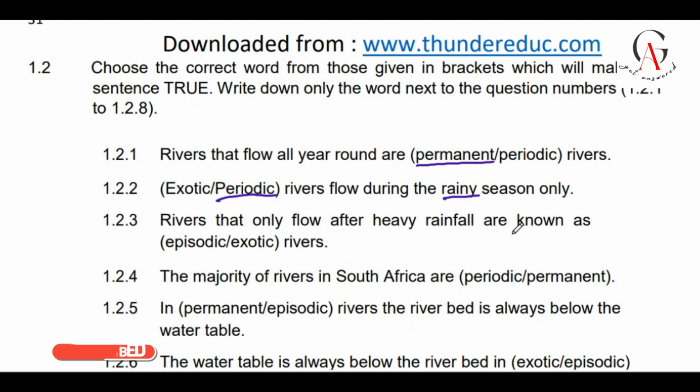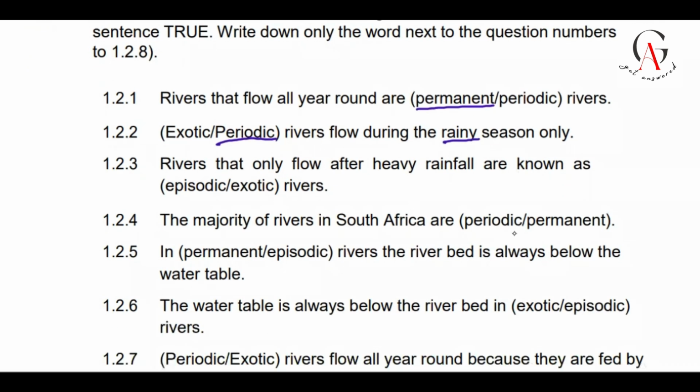Number 3, rivers that only flow after heavy rainfall are known as episodic rivers. So episodic, they only flow when there is heavy rainfall. Reason being that these rivers are never supplied by the base flow or by the underground water. That's why they must wait for the heavy rainfall, then they can flow. Number 4, the majority of rivers in South Africa are periodic rivers.